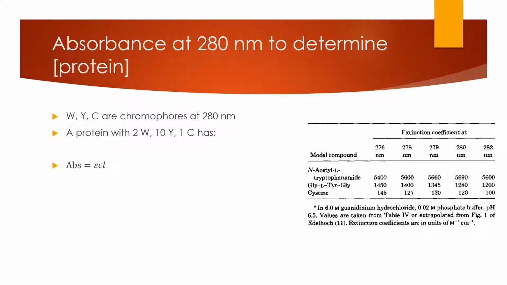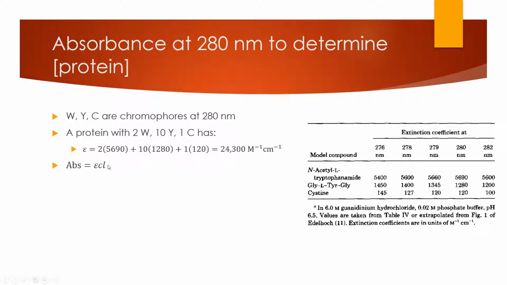Then we can add these together and actually figure out what our protein would do. So if our protein has 2 tryptophans, 10 tyrosines, and 1 cysteine, 1 mole of our protein would have 2 moles of tryptophan, 10 moles of tyrosine, 1 mole of cysteine, and we can have a molar extinction coefficient for our protein. And this is what we need to determine the concentration of our protein.